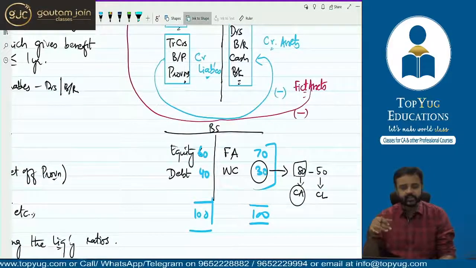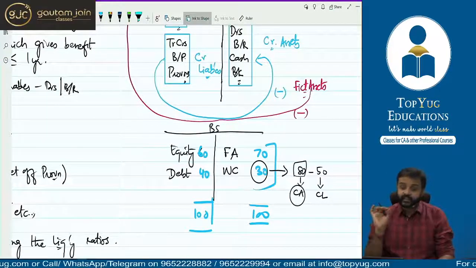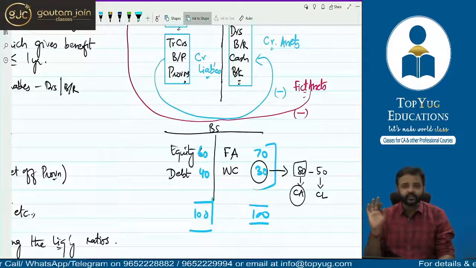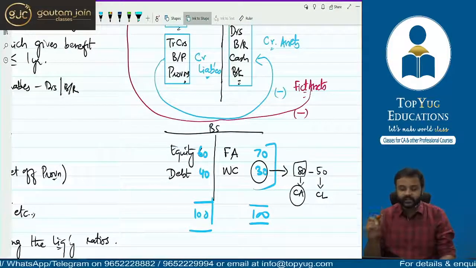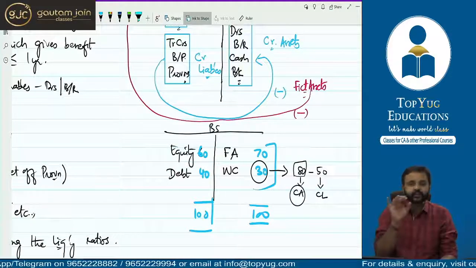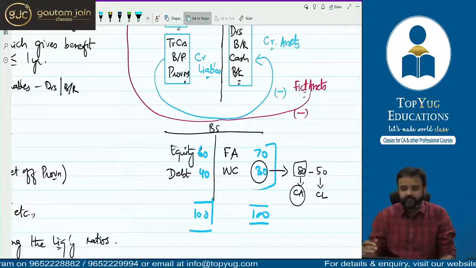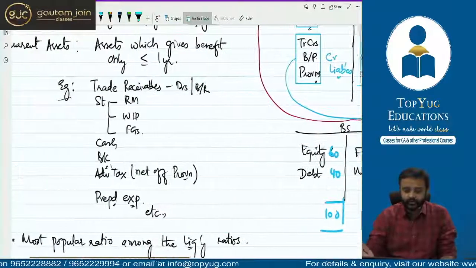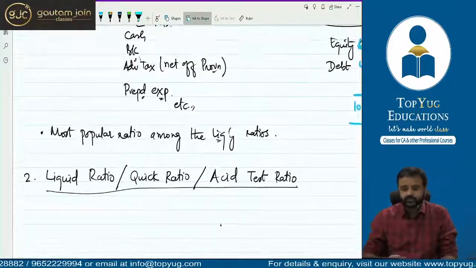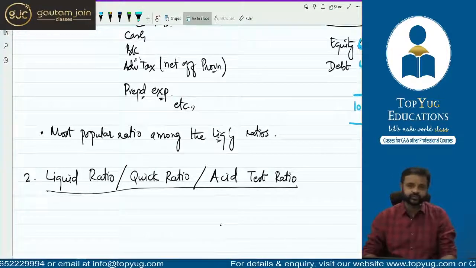So in short, the balance sheet looks like this: on the liability side equity and debt, and on the asset side fixed assets and working capital. When we say working capital, we have taken care of current assets and current liabilities both, correct? Current assets minus current liabilities gives us working capital. Fictitious assets are deducted from reserves and surplus, so equity takes care of it. I have taken some examples also, if you can recall. And we said this is the most popular ratio among the liquidity ratios.